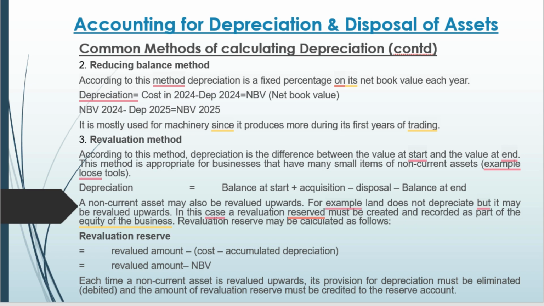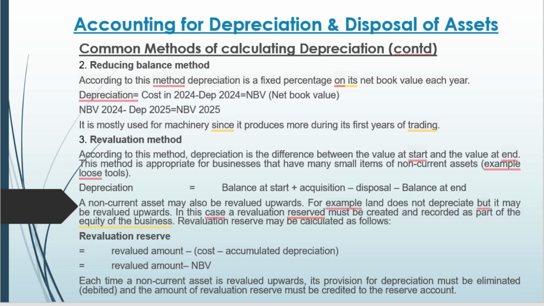3. Revaluation method. According to this method, depreciation is the difference between the value at start and the value at end. This method is appropriate for businesses that have many small items of non-current assets, for example loose tools. Depreciation equals balance at start plus acquisitions, minus disposals, minus balance at end.